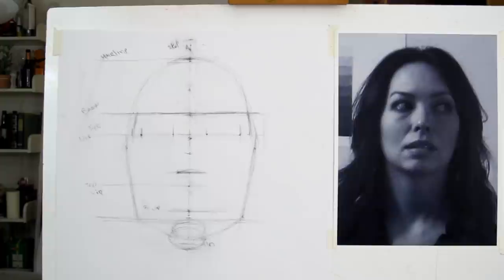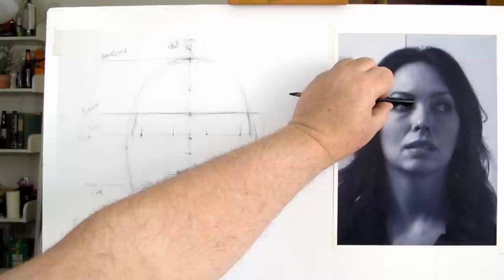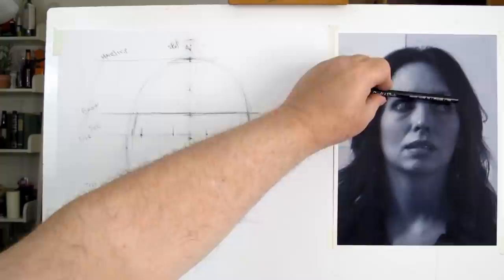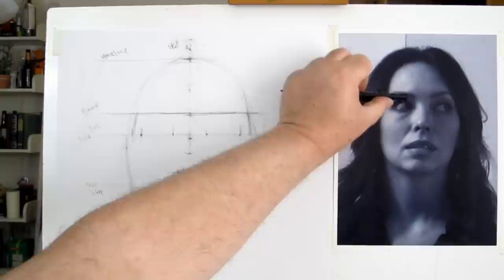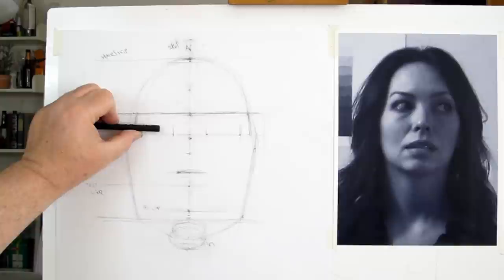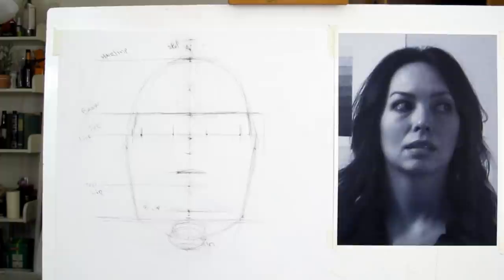Okay, something's off. Yeah, something's off. I need to check something, because there's our three eye spaces. How much eye space do I have? That's half an eye space. If this is half an eye space, okay, so the eyes got too big. So I'm going to hold judgment on this down here.